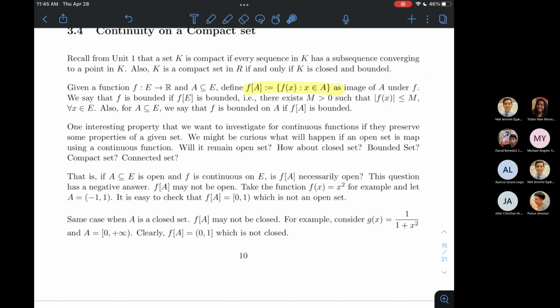And then some properties for this set, we say that f is bounded if and only if f bracket E is bounded. Ibig sabihin, yung set of all function values ay may upper bound at saka may lower bound. Kasi yun yung f bracket E. Kasi si E yung entire domain, so f bracket E represents, actually this represents the range of the function, the set of all possible function values. All right? So ito yung characterization natin for boundedness of a function f.